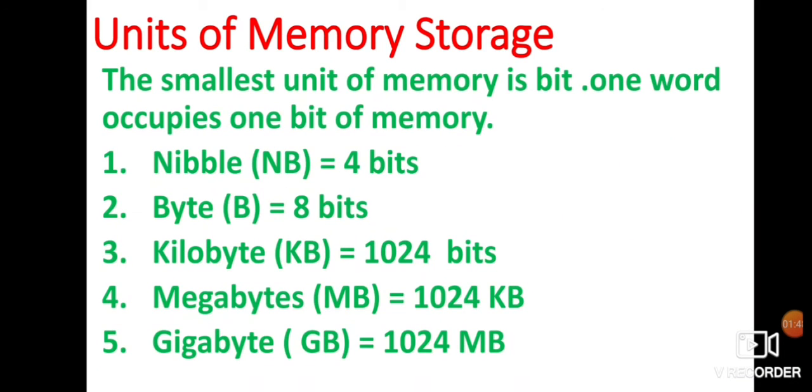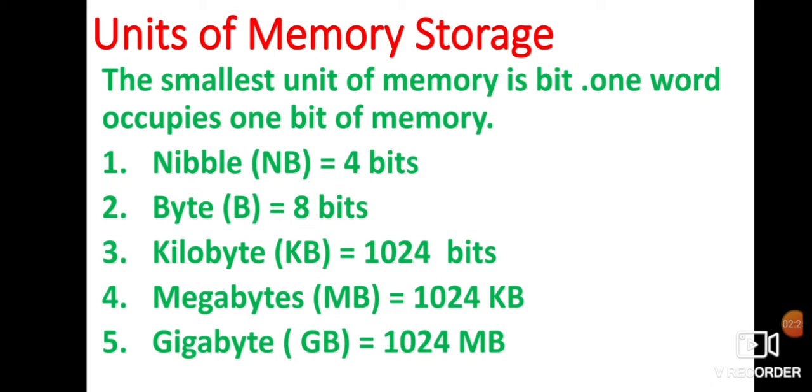Now we will understand what are the different units of memory storage. The smallest unit of memory is the bit. One word occupies one bit of memory, and the smallest unit of memory is the bit. Now there is the nibble. One nibble is equal to 4 bits. Then after that there is a byte. One byte is equal to 8 bits.